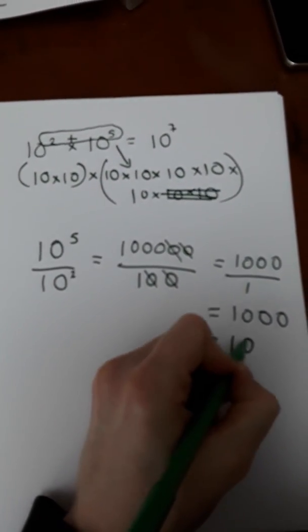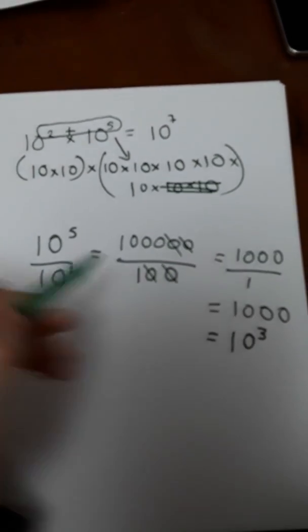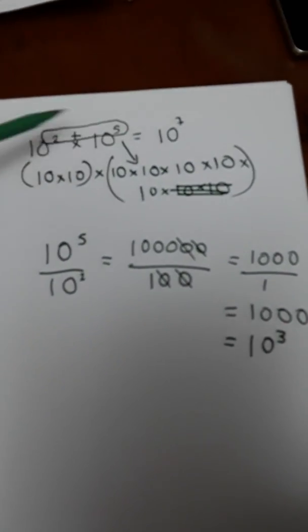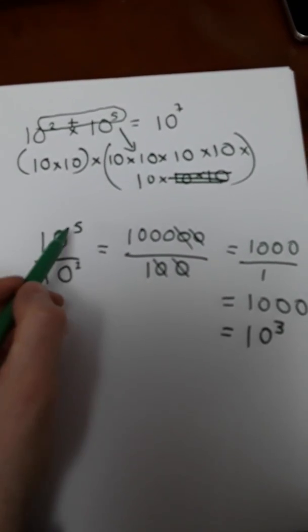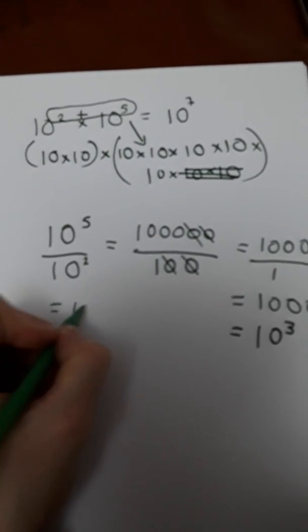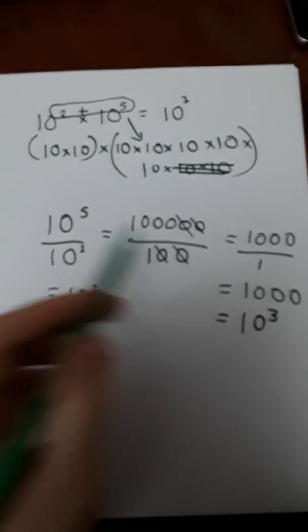And that tells us that it's 10 to the power of 3. So when you multiply, you add the powers, but when you divide, you take them away, because 5 take away 2 equals 10 to the power of 3, which is what we've just calculated.